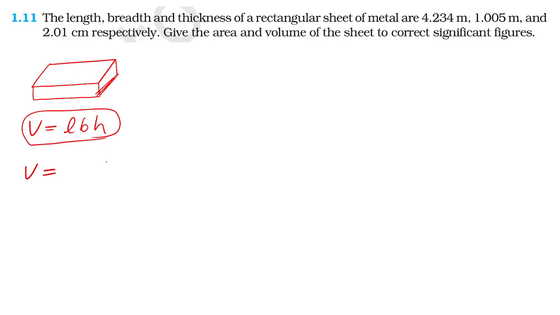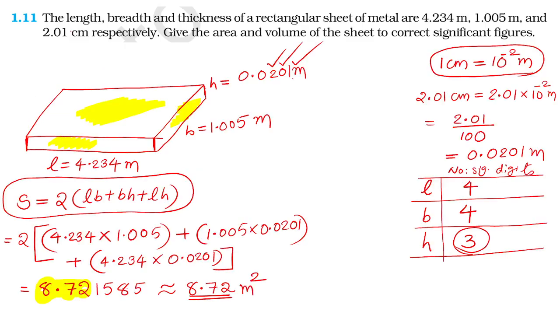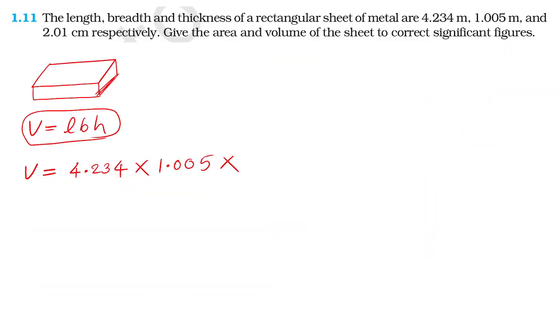So for the volume, L is given as 4.234. Breadth is 1.005. Height is converted to meters, 0.0201. You need to multiply. I don't want to explain the multiplication step, so let me skip it. If you do the multiplication, you will get the value as 0.0855289117.